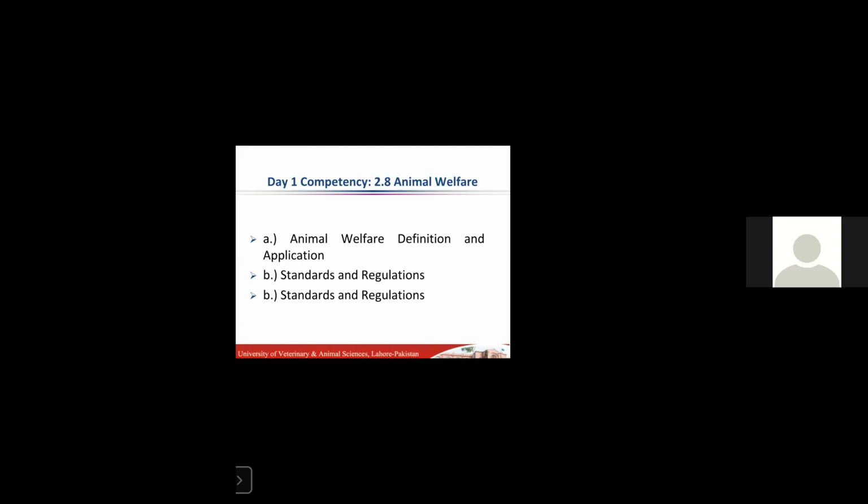First of all, he must know the animal welfare definition and its application. It means he must know about the owners, the handlers, the producers and the veterinarians. All of them are linked with animal welfare. And secondly, the standards and regulations. The day one veterinary graduate must know the standards of animal welfare. For example, he must know the gestation pen size. He must know which kind of pen.